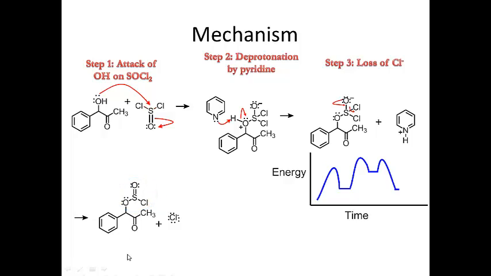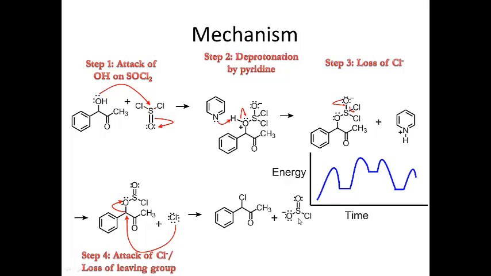Step 4 is attack of chlorine and loss of the leaving group. So chlorine attacks here, and then you break the CO bond, and these are your products. This is the main product, this is a side product, and eventually this thionyl chloride species is going to deprotonate this pyridine, and the reaction can start over. So that's the mechanism for the thionyl chloride reaction.